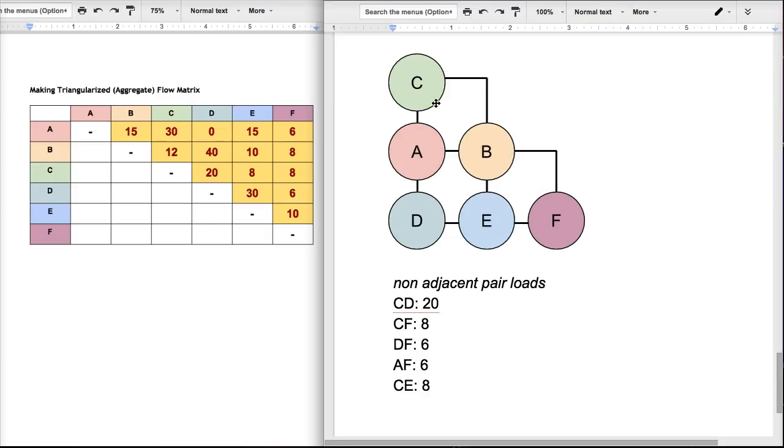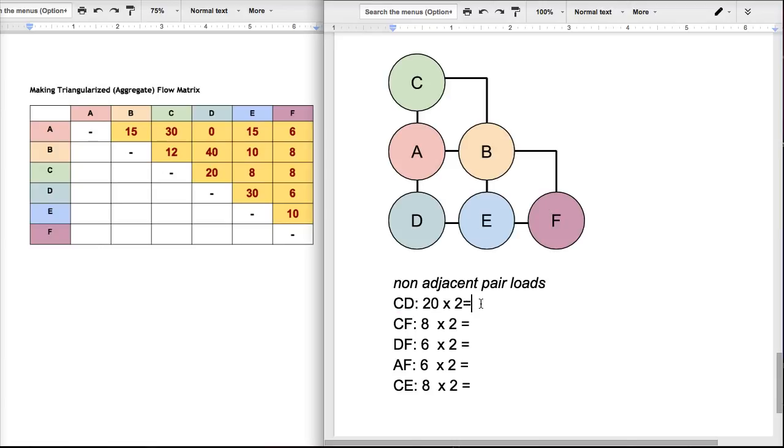again 2 apart. So C and D is 1, 2 apart. C and E is 1, 2 apart. D and F are 2 apart. A and F is 2 apart. So each of those different amounts of traffic, they're going to be all multiplied by 2.